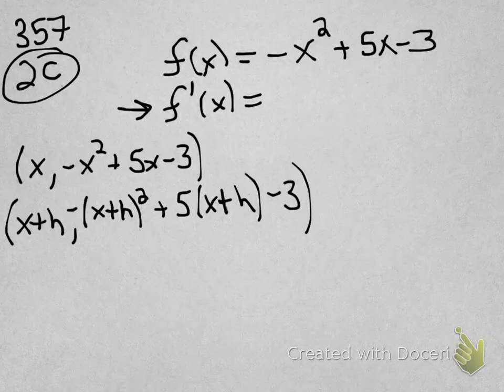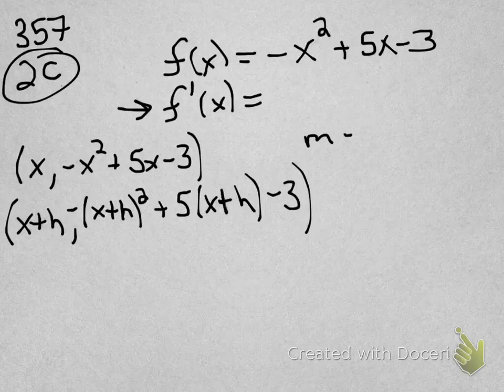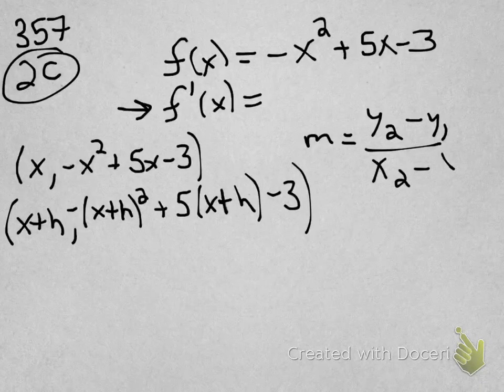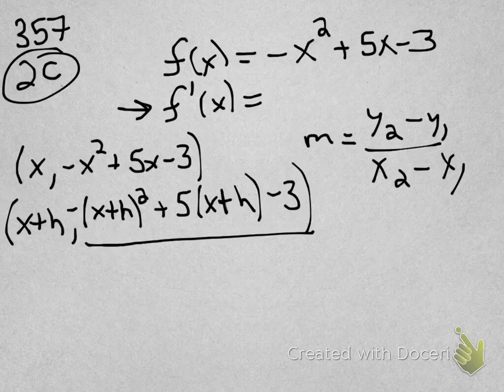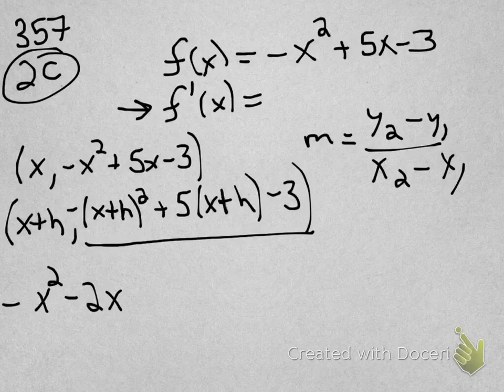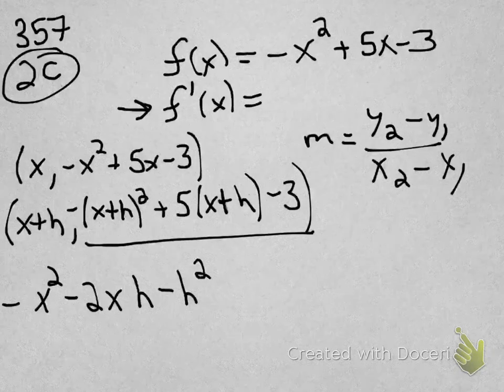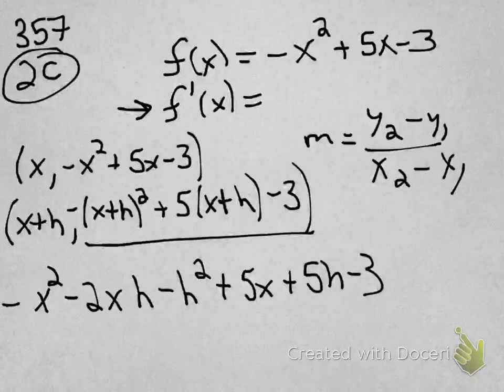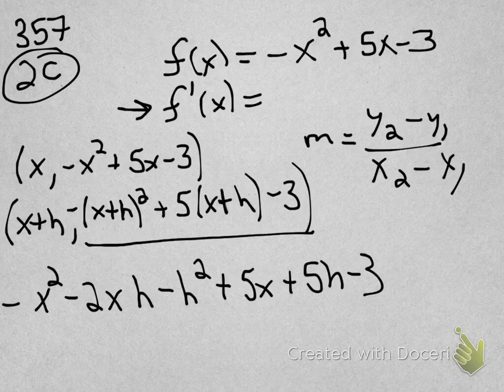And remember, we're trying to find the slope between them. So we're just going to do our slope, which is m equals y2 minus y1 divided by x2 minus x1. First, we want to take this and distribute it all out. So I'm going to do that right here, and I get negative x squared minus 2xh minus h squared plus 5x plus 5h minus 3. If we could combine any like terms we would, but we can't.